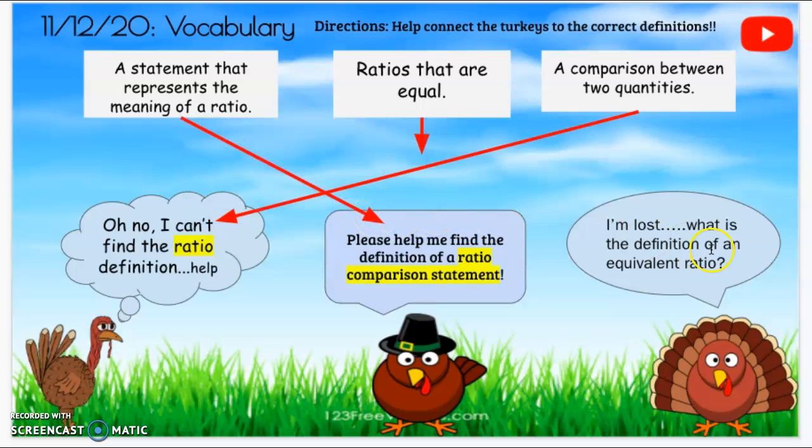All right, so let's take a look. Let's see if this turkey matches up with this one. It says, "I'm lost. What is the definition of an equivalent ratio?" Look, equivalent ratio, equal. Ratios that are equal? Yes! Awesome. So click that arrow there, and then drag it to the correct turkey part. Awesome, awesome. So that is it for our vocabulary. Great job.